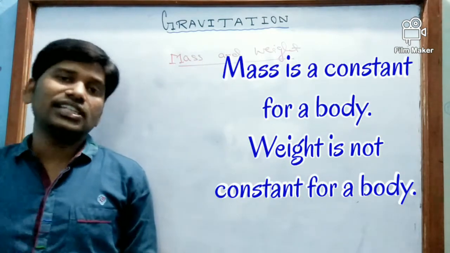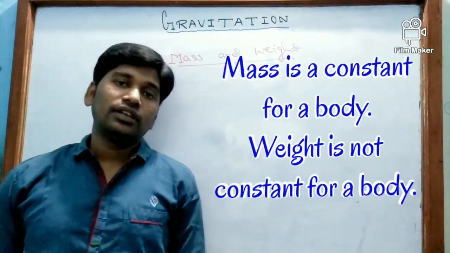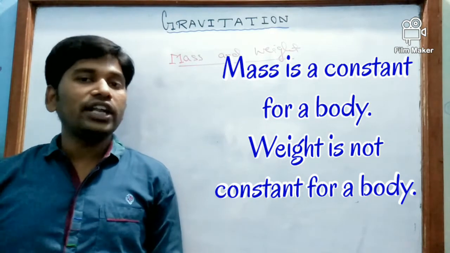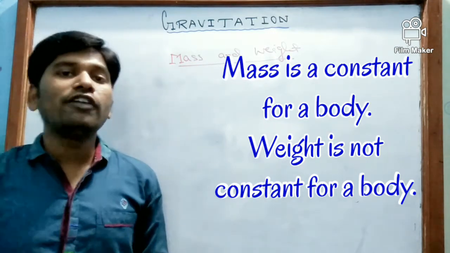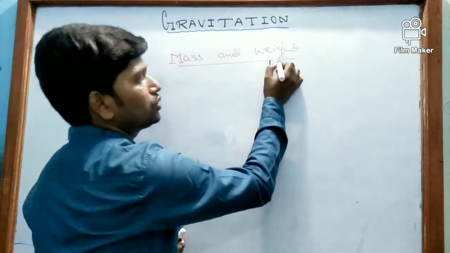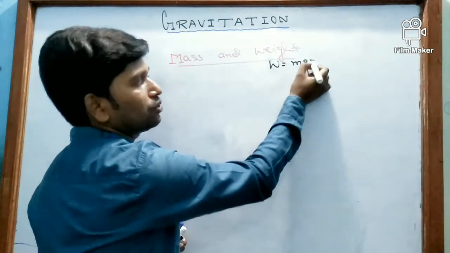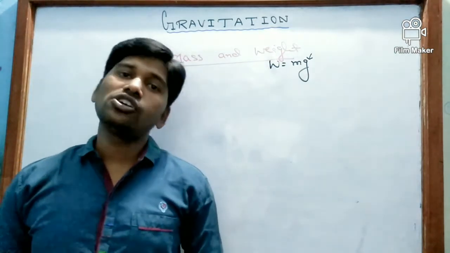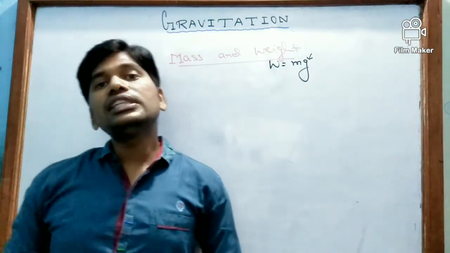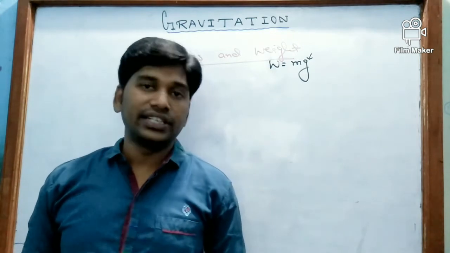Mass is a constant quantity, but the weight of a body changes, as we know that the value of g changes, because weight is equal to mg. So if g changes, weight will change, but mass always remains constant. So these are all about mass and weight.